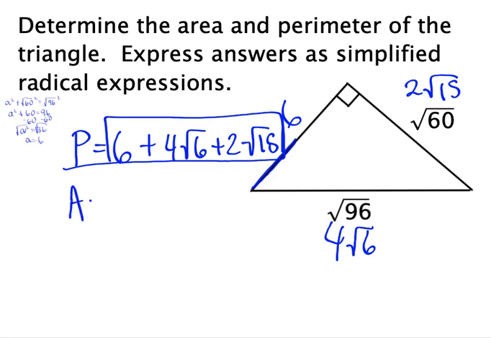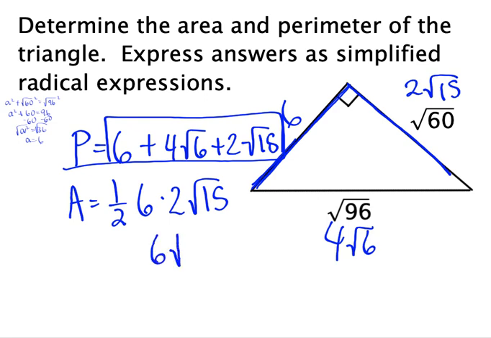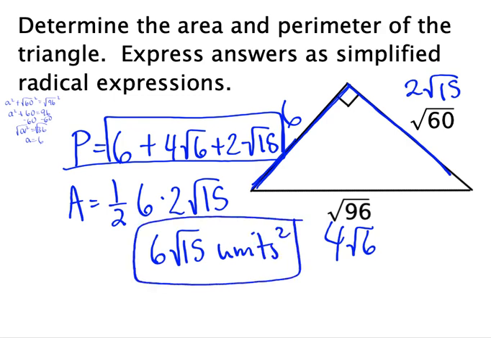The area is 1/2 base times height. The base are going to be the 2 legs. 6 times the square root of 60, which is 2 square roots of 15. 1/2 times 6 times 2 is 6. So the area comes out to be 6 square roots of 15 square units. And the perimeter was 6 plus 4 square roots of 6 plus 2 square roots of 15.